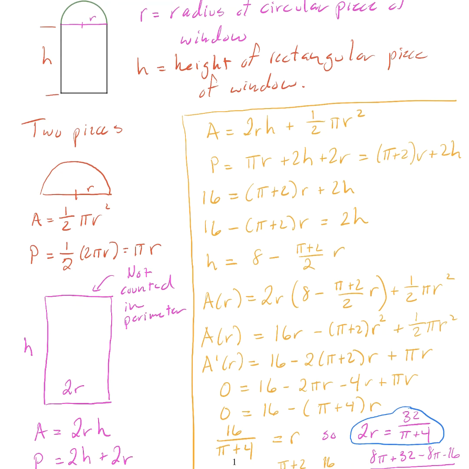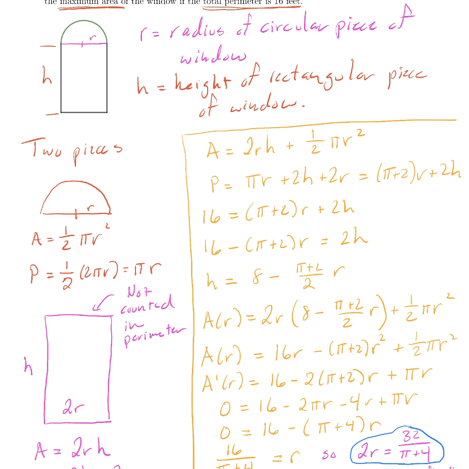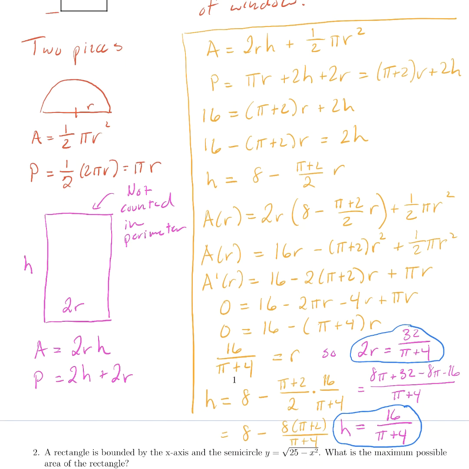And if we look at the semicircle, its area is 1/2 pi times the radius squared, because it's half the area of a circle. And its perimeter is 1/2 2 pi r, because it's half the circumference of a circle. And the purple line here is not counted in the perimeter. Okay, and so then the area of the rectangular piece is 2r times h, and the perimeter is 2h, that's the two sides, plus 2r, not counting the fourth side, so that just counts three sides of that rectangle.